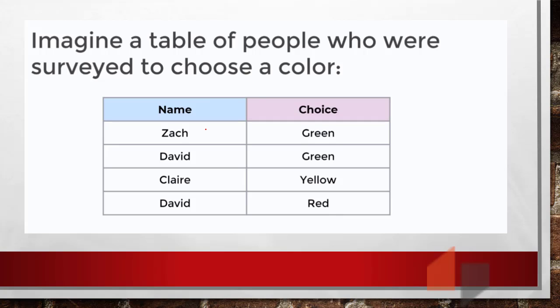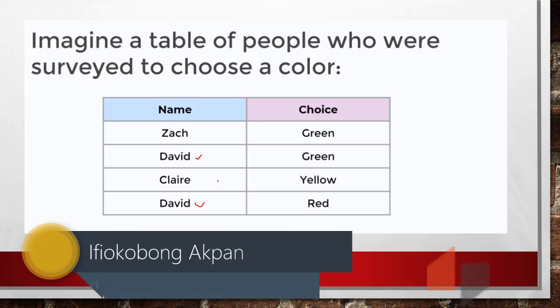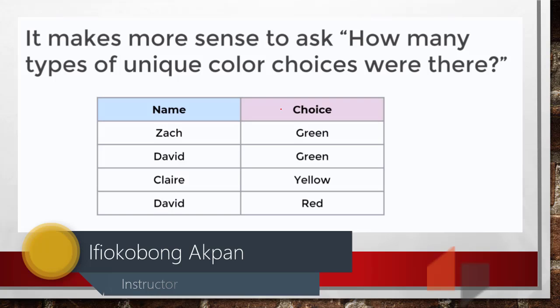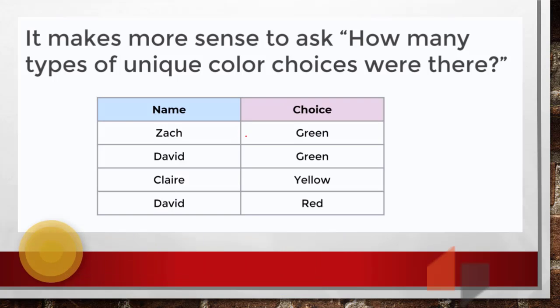names here. Let's imagine that we have a table containing the names of respondents and their choice of color. We have this guy here that chose green, and David also chose green. This guy chose yellow, and David chose red. We may not know if the two Davids here are duplicates. We don't know. But what we want to get from this data is how many types of unique color choices there were from our data.